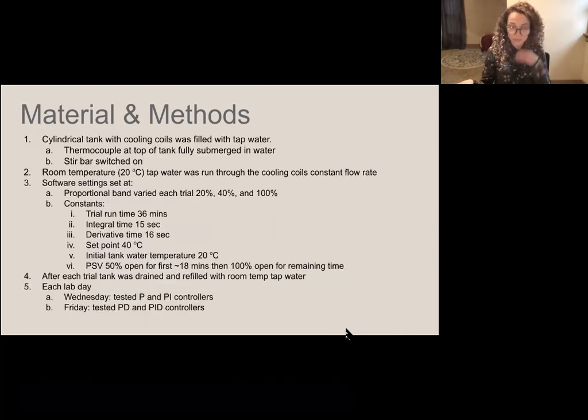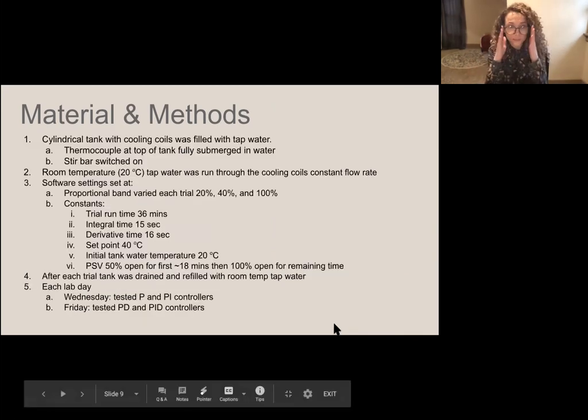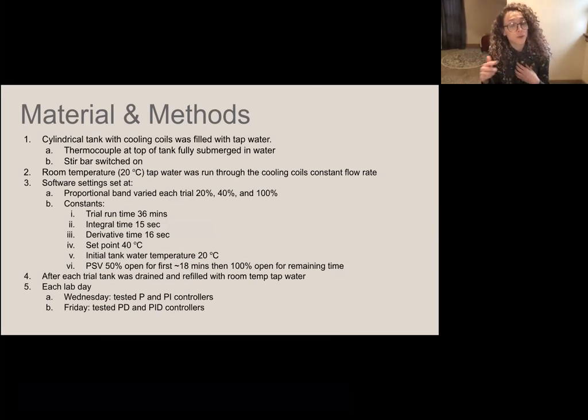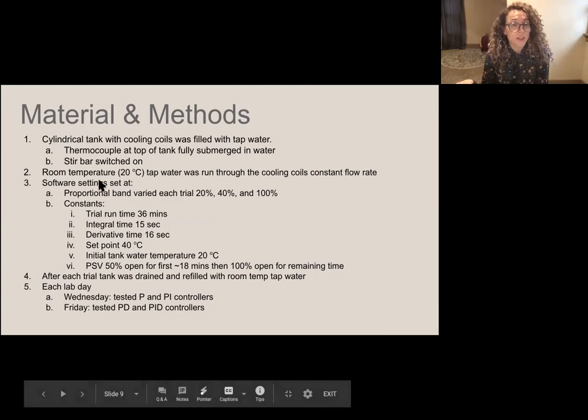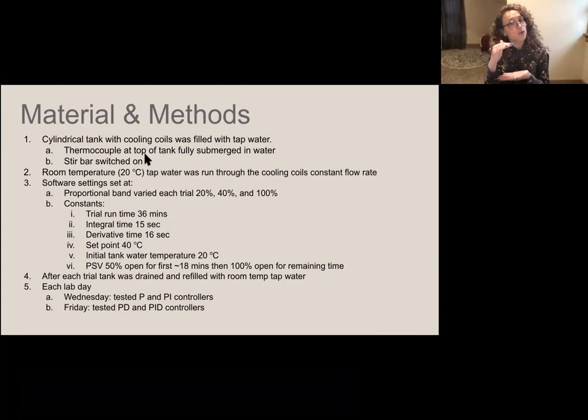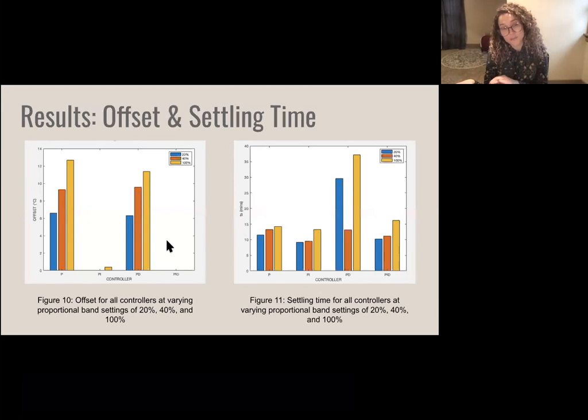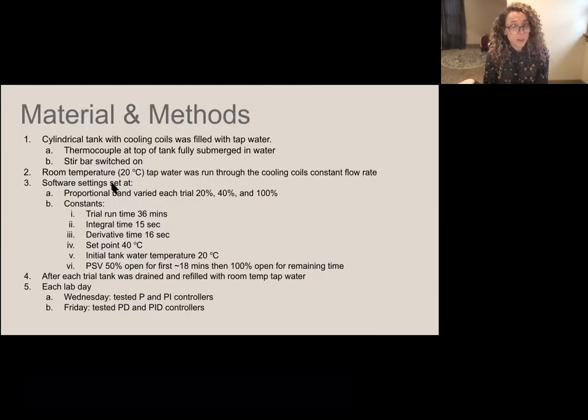All right, so how was it done? First, the cylindrical tank with the cooling coils was filled with tap water. Then the thermocouple at the top of the tank was fully submerged in the water. The stir bar was switched on. Room temperature tap water, so 20 degrees Celsius, was run through the cooling coils at a constant flow rate.